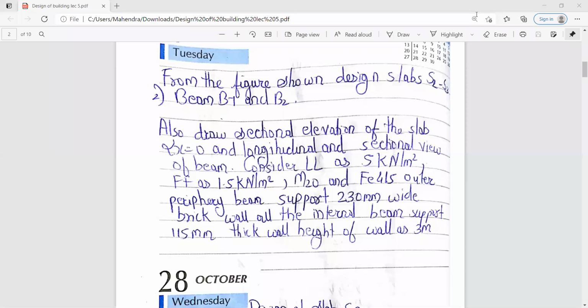So this is your question. So in this particular question, you need to design for the slab S2 and S3 as well as for the two beams you need to design in this particular plan. The two beams are beam B7 and B2.